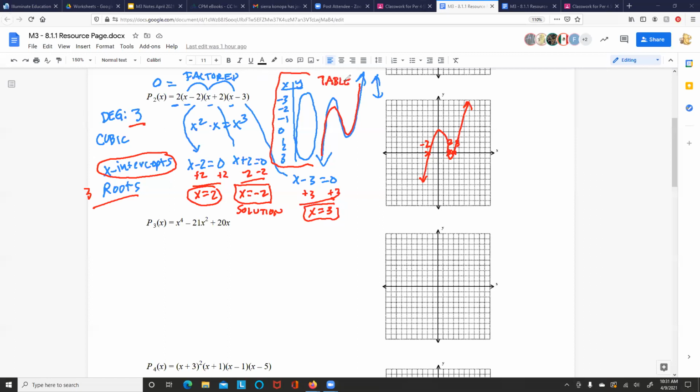There's a table button on your calculator that will show you the table if you just type in the equation. Okay. Wait, how come the first problem didn't have 3 roots in it if it was a degree 3? Because one of them was a double root. It did have 3 roots, but double roots only show up once on a graph.